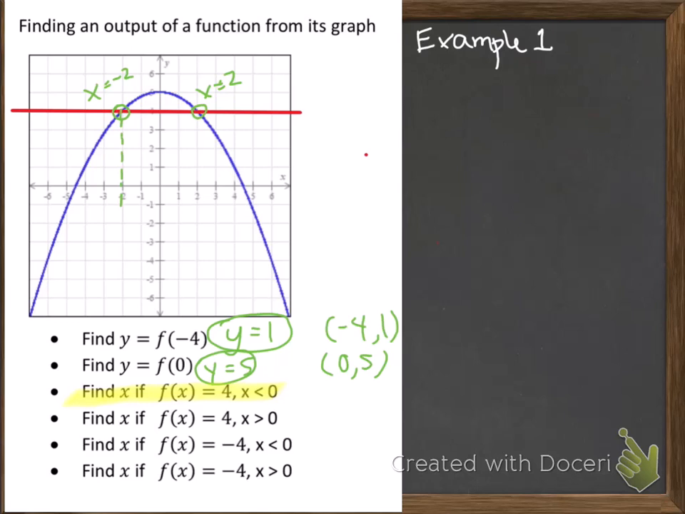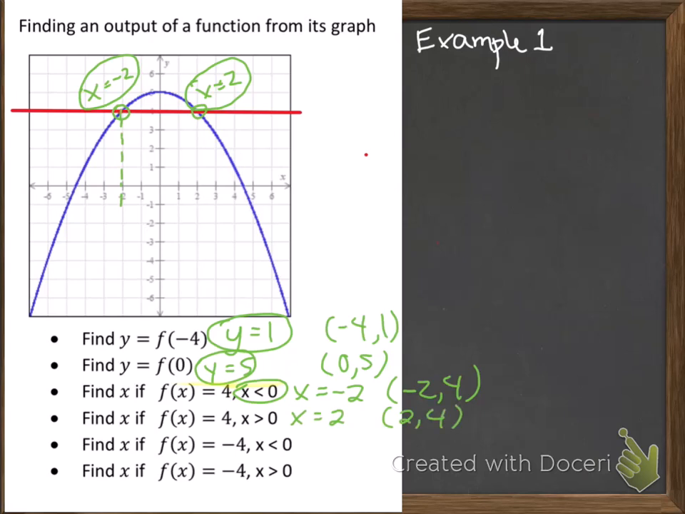In the first bullet, they say find x if f of x is 4 and x is less than 0. Which of those two values has x less than 0? Well, this is the negative one, so this would be x equals -2. So that ordered pair would be -2, 4. Then the next one asks us for the positive value of x, which is +2. So that's x equals +2, and it gives us the ordered pair 2, 4.